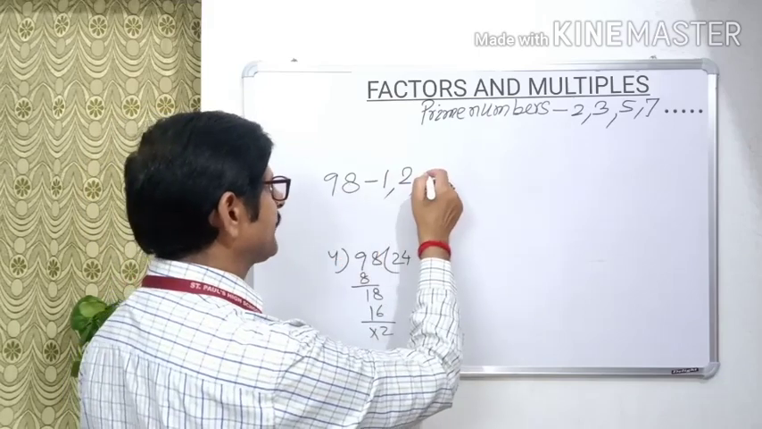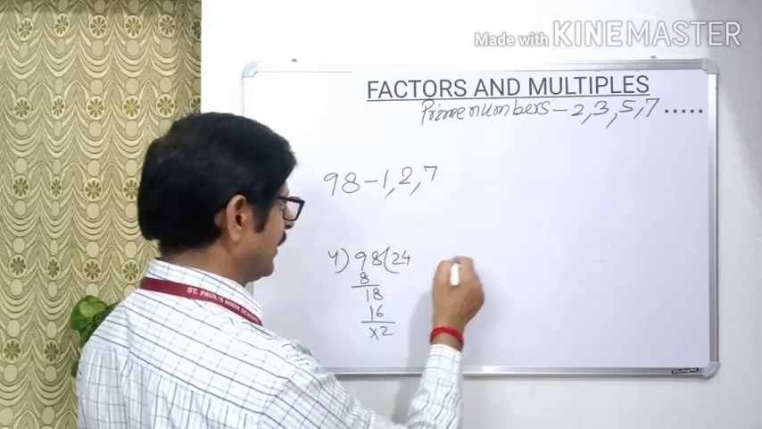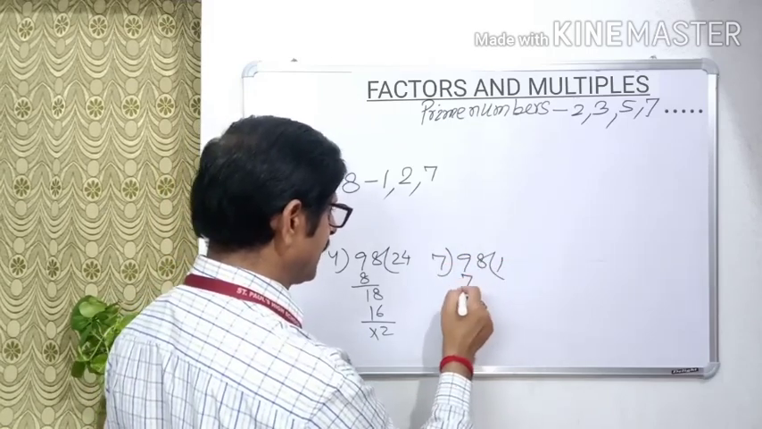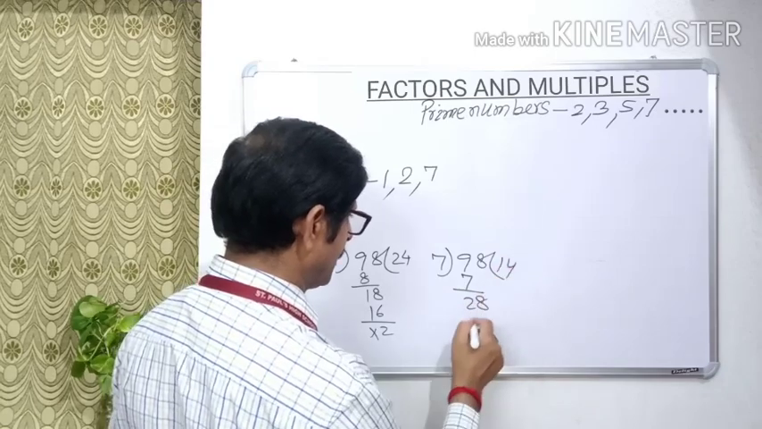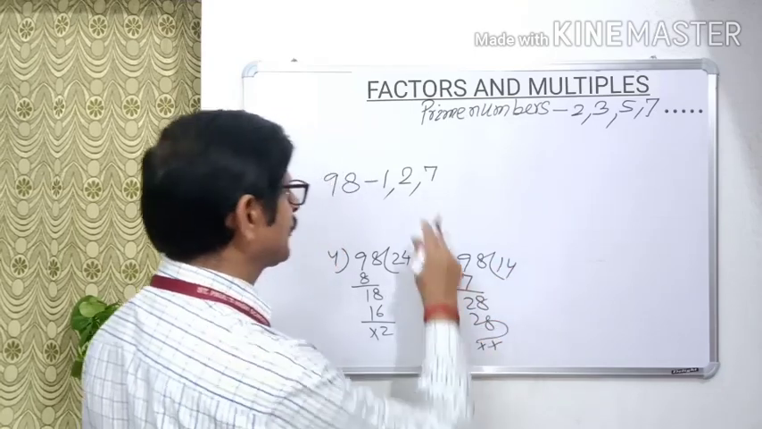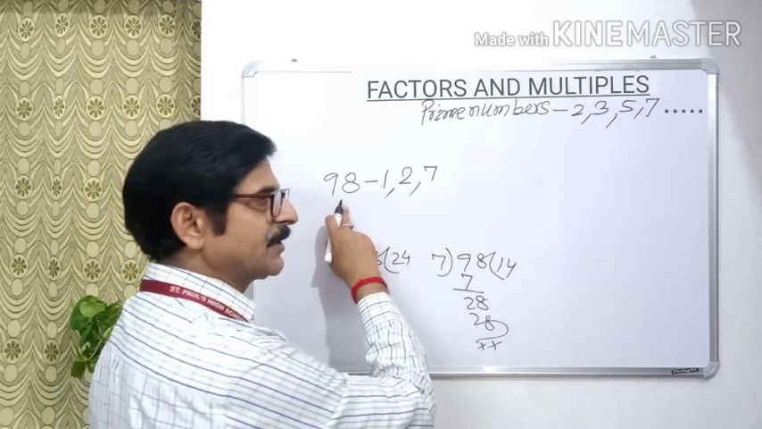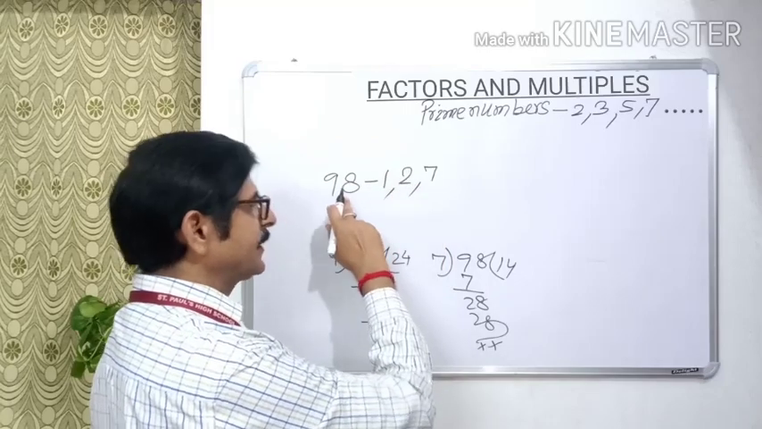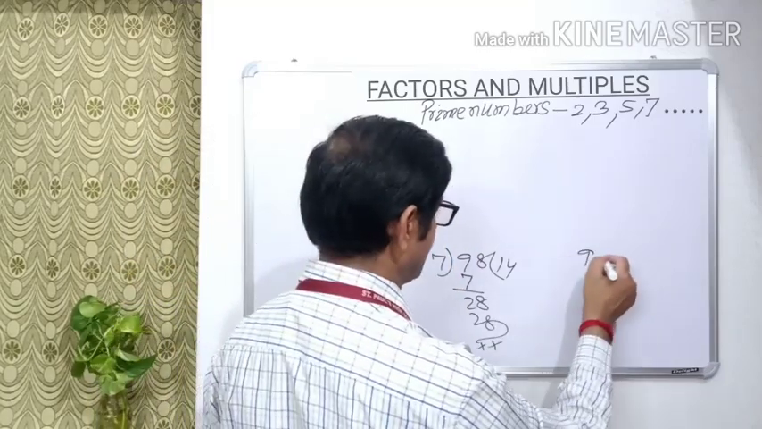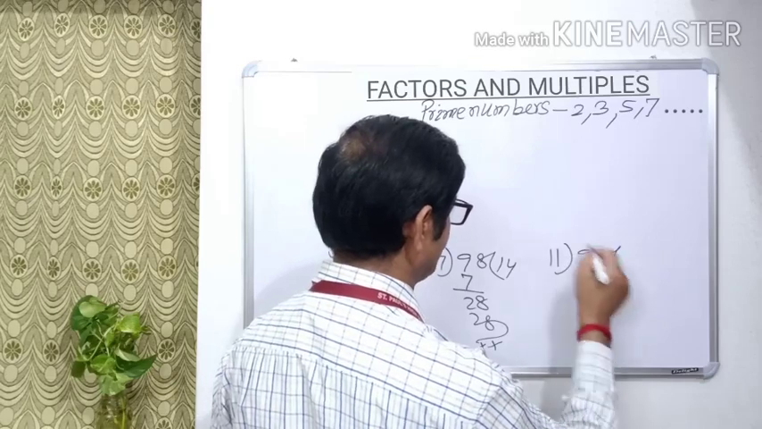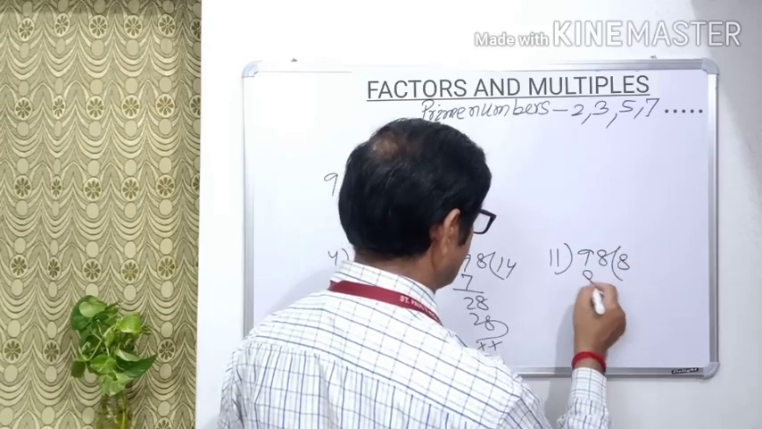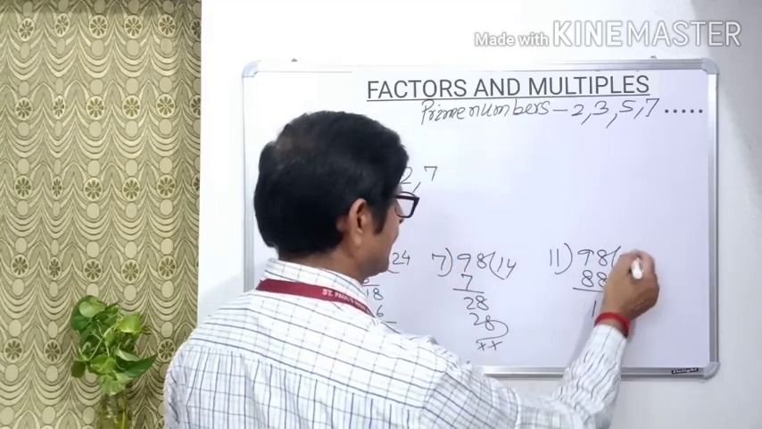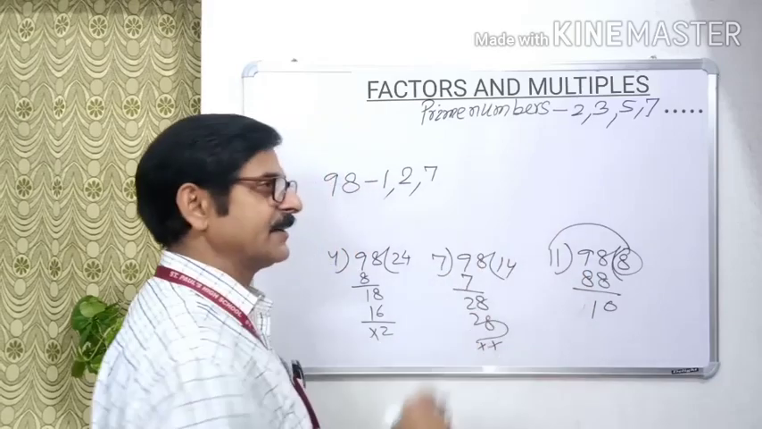By 7, 14 sevens are 98. Check it. 98 divided by 7. The quotient is greater than the divisor. So we will have to continue. By 8, it is not divisible by 8. By 9, 11 9s are 99, not divisible. By 11, 98 divided by 11. 11 8s are 88. The remainder is 10, and this quotient is less than the divisor.